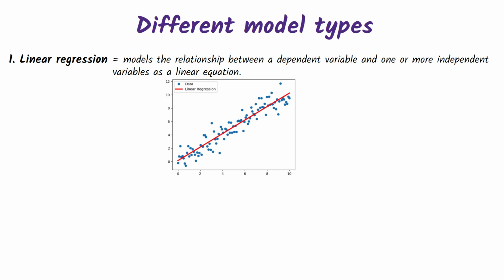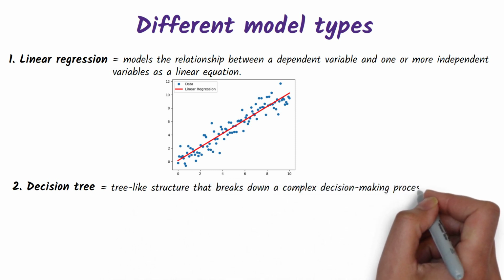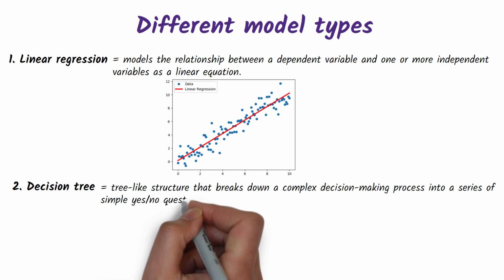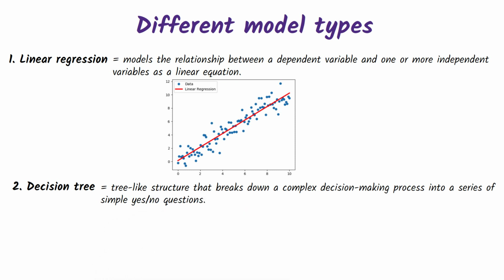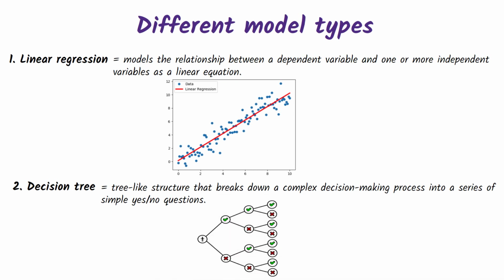Okay. Now, the second model type is decision tree. A decision tree is a tree-like structure that breaks down a complex decision-making process into a series of simple yes-no questions. Each question leads to a new branch of the tree until it finds a decision and delivers it to the asked question. For example, a decision tree model could be used to classify images of animals as cats or dogs based on their visual features.